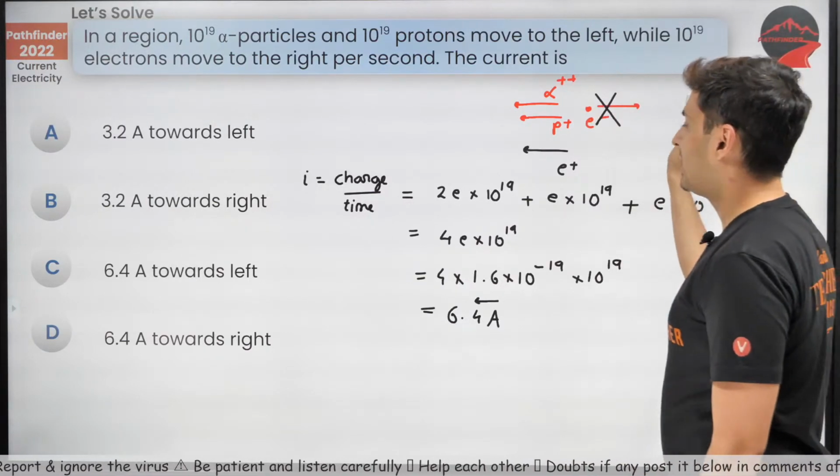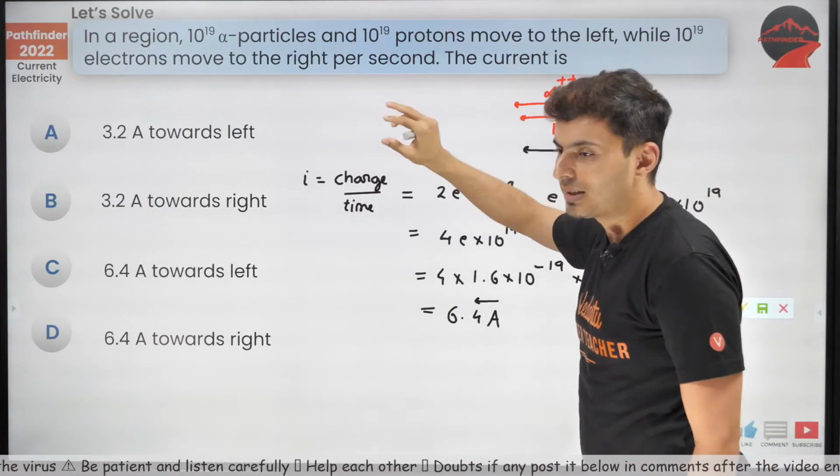So electron moving to the right is the same as a positive charge moving towards the left.